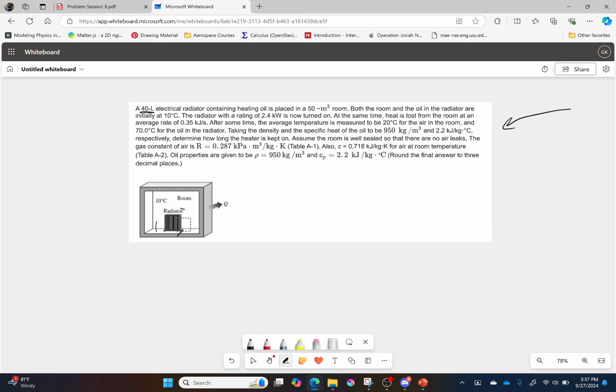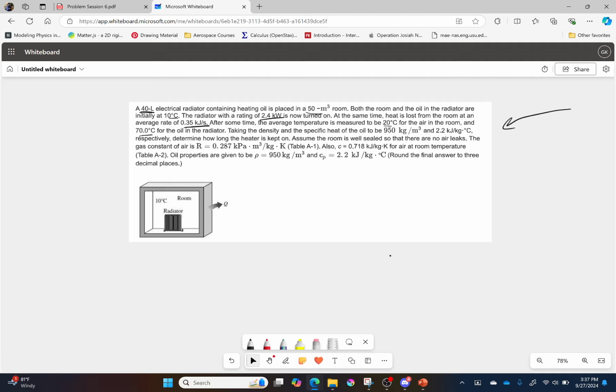And that contains heating oil that's placed in a 50-meter cubed room. Both the room and the oil in the radiator are initially at 10 degrees Celsius. The radiator with a rating of 2.4 kilowatts is now turned on. At the same time, heat is lost from the room at an average rate of 0.35 kilojoules per second. After some time, the average temperature is measured to be 20 degrees Celsius for the air in the room and 70 degrees Celsius for the oil in the radiator.